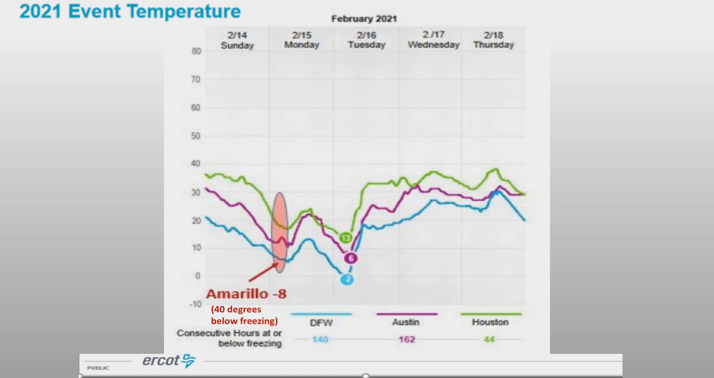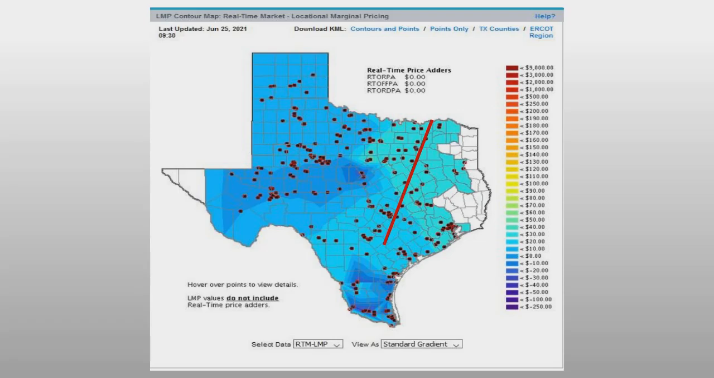You'll notice that in the parts of the state, the major metropolitan areas, it wasn't terribly cold. I mean, it was very cold, but it wasn't horrifyingly cold as it got. However, up in Amarillo in the Panhandle, it was already 8 degrees below zero, which looked at another way is 40 degrees below freezing. And that does play into the rest of the story.